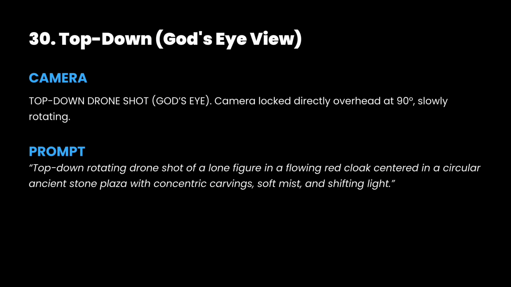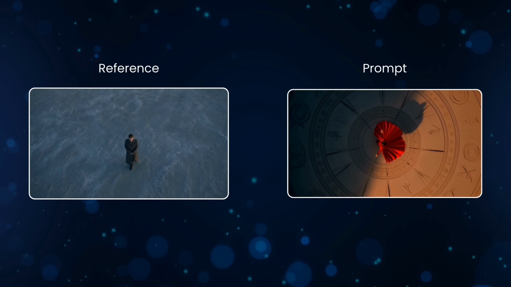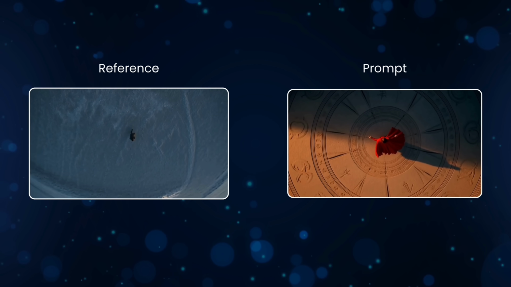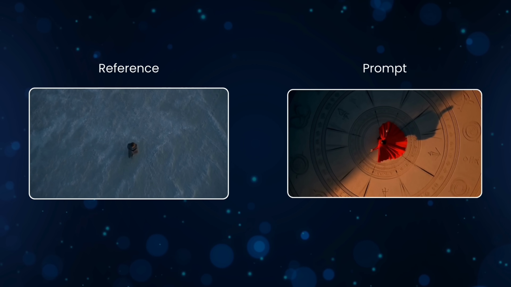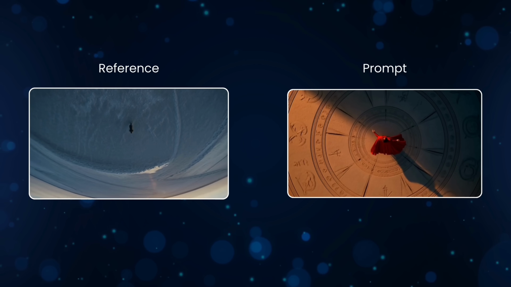Number 30. Top-down, God's eye view. This straight-down angle abstracts the scene into graphic geometry, emphasizing isolation and destiny. It's effective for symbolism and scale, best used at pivotal, mythic moments.